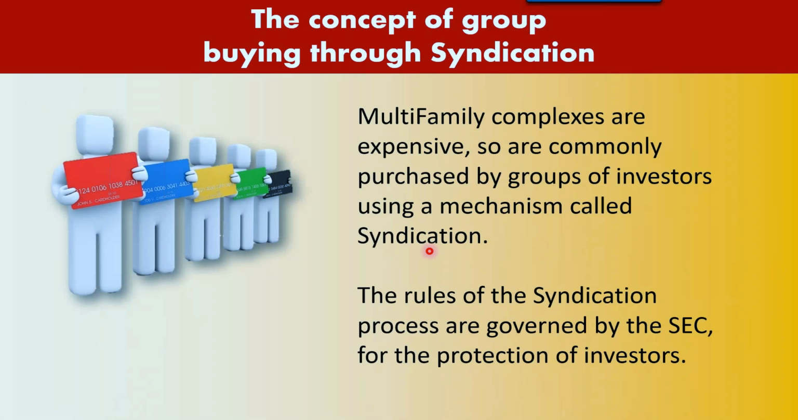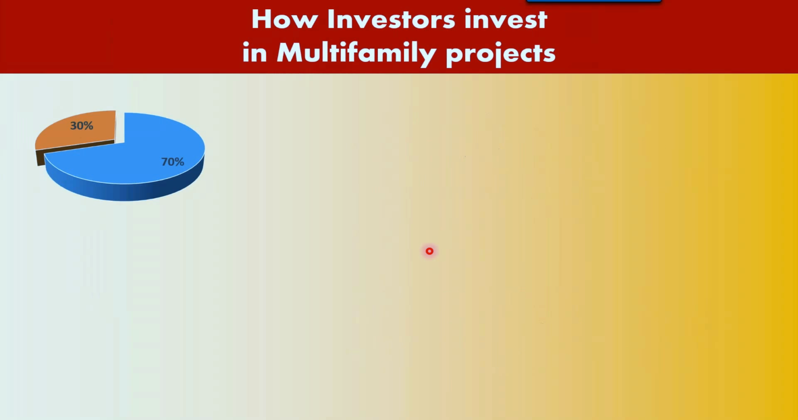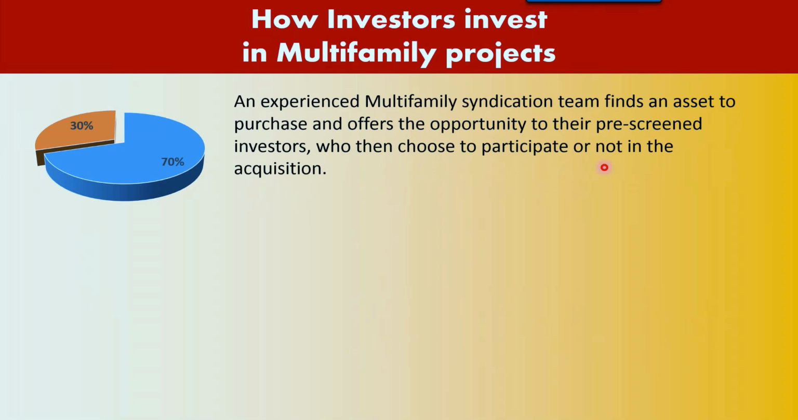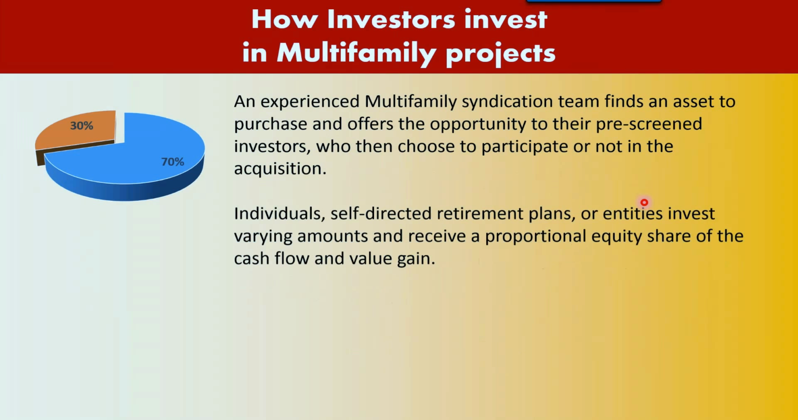Syndication has to be done in a particular fashion. We can't just do it willy-nilly. We have to follow a bunch of rules. So how do investors invest in multifamily projects? Well, an experienced team finds an asset to purchase, then offers the opportunity to their pre-screened investors who can participate or not. And then individuals can participate, self-directed IRA plans can participate, and entities can invest varying amounts, and they get a proportional equity share.